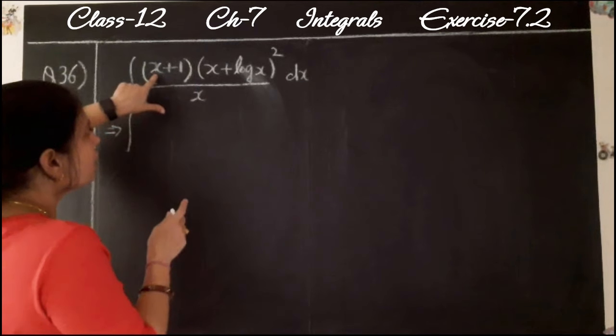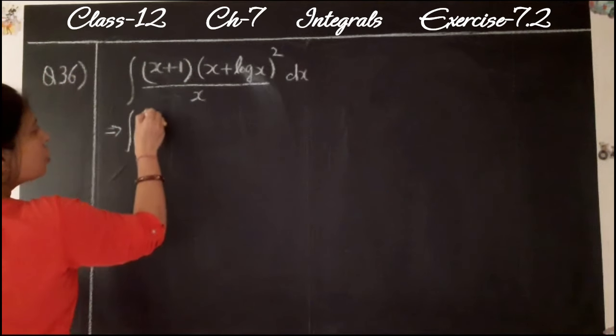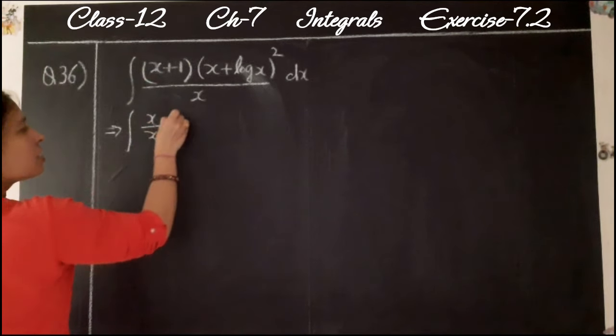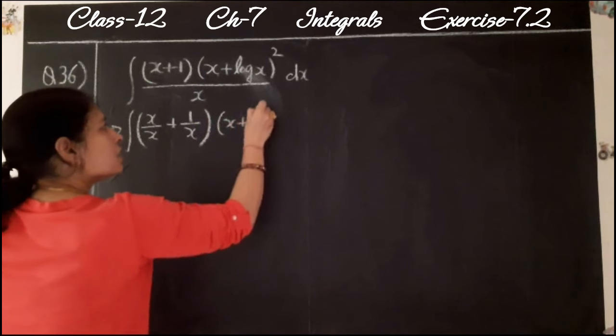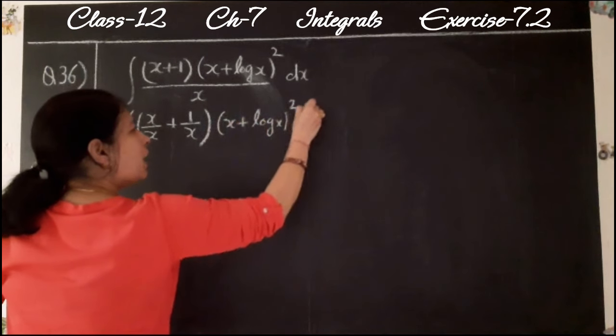So first try to make this integral in simple form. How? First divide this x plus 1 by this x. Okay, so we can write x divided by x plus 1 divided by x and write this one as it is, x plus log x whole square and this dx.